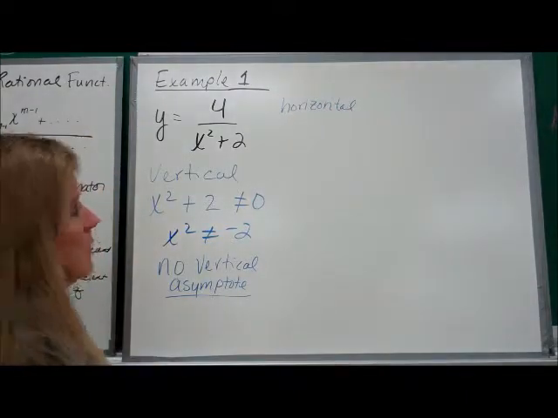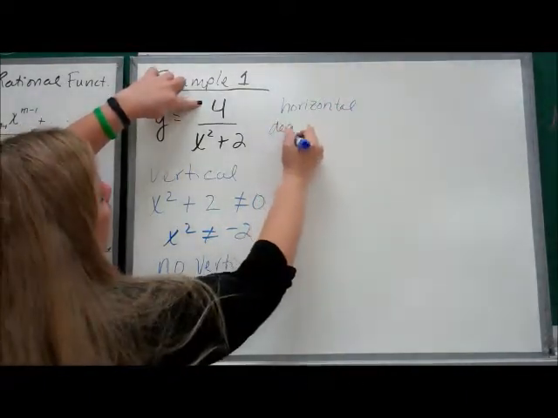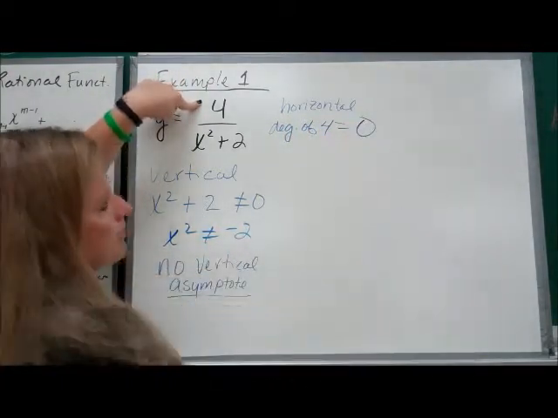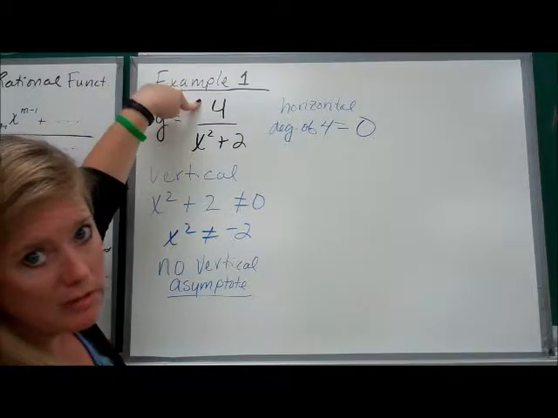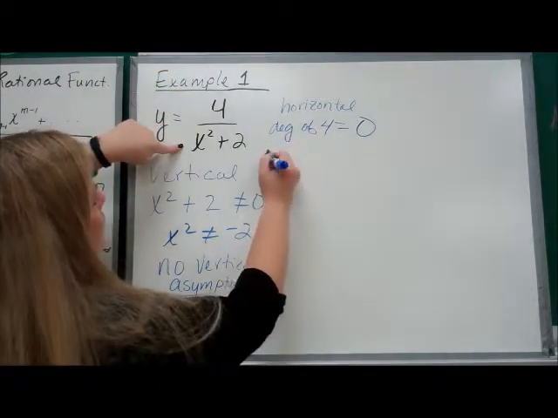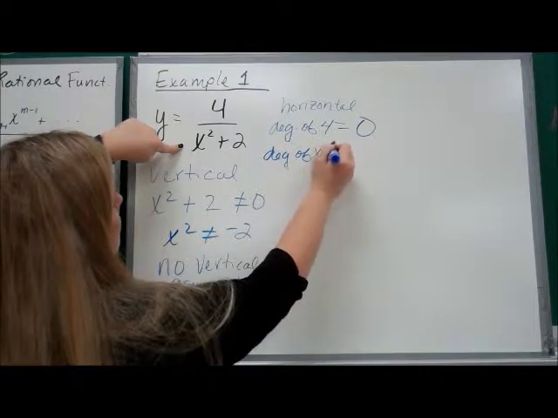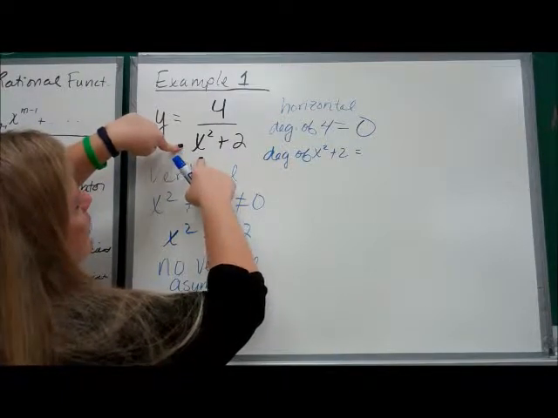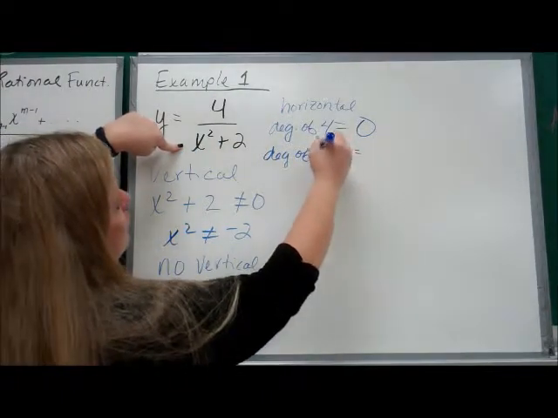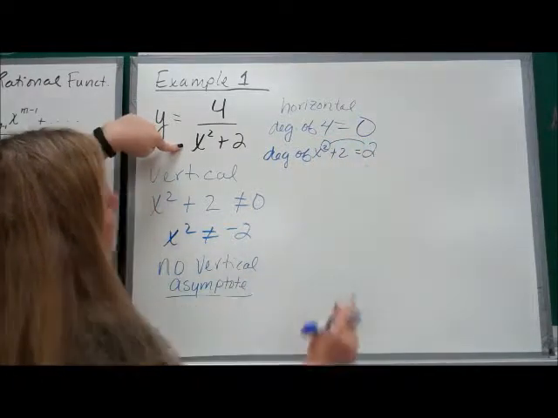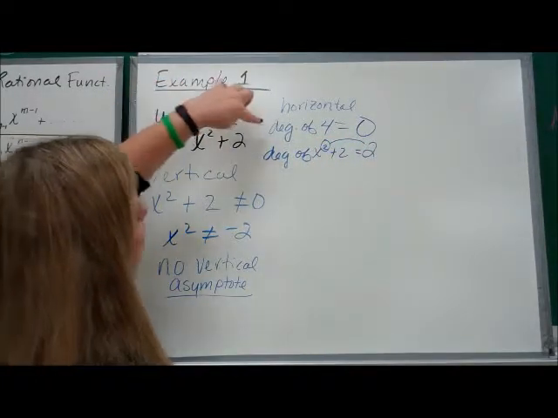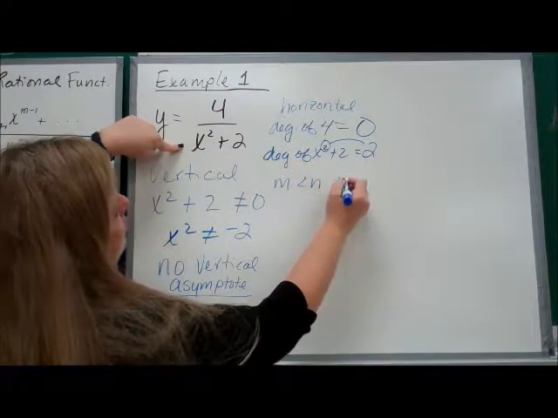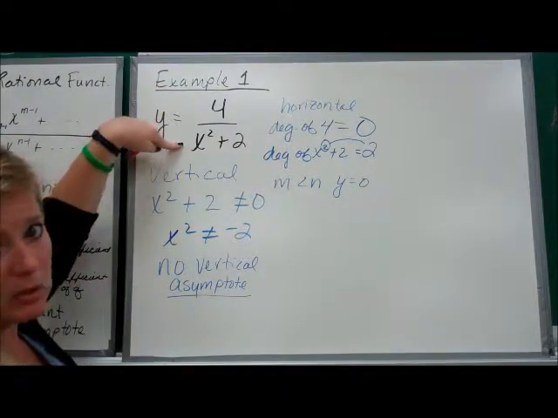All right, horizontal asymptotes. We're looking at the degrees. The degree of the numerator, well, the degree of 4 equals 0. There is no x, so therefore the degree is 0. The degree of the denominator, I misspoke, x squared plus 4 is 2. So the degree of the numerator is less than the degree of the denominator. We've got m is less than n, so y equals 0 is your horizontal asymptote.